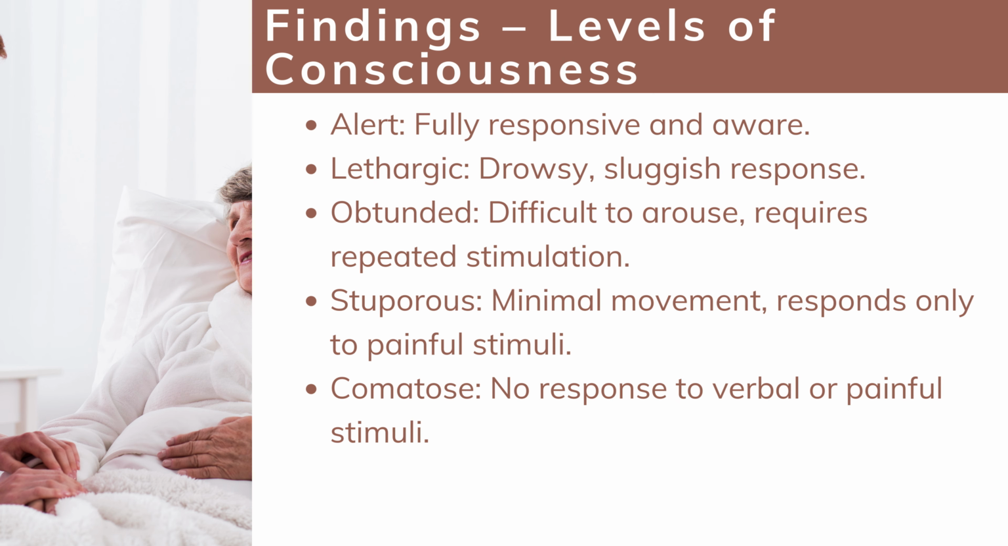Common levels of consciousness abnormalities include lethargic, sluggish, drowsy response to stimuli. Obtunded, requires repeated stimulation to respond. Stuporous, minimal movement, responds only to painful stimuli. Comatose, no response to verbal or painful stimuli. For example, a stuporous patient may require vigorous shaking before responding, while a comatose patient remains unresponsive despite repeated attempts.